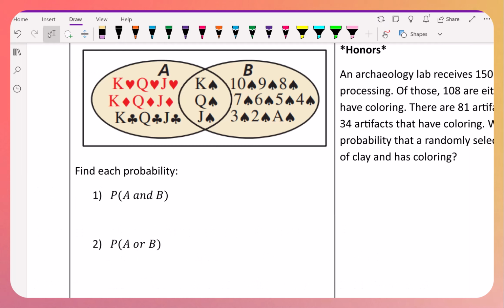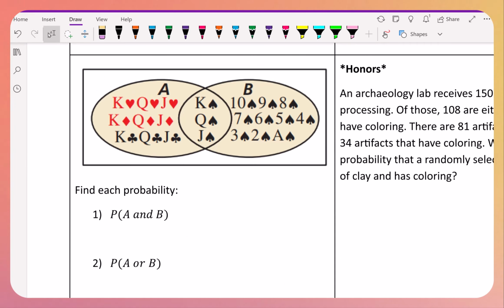Okay, so in this last regular question here, this is obviously out of a deck of cards. So just remember that a deck of cards has 52 total cards in it. And this Venn diagram shows some very specific things, and we've got some overlap. So you have to be really careful if you're trying to find the probability of or.